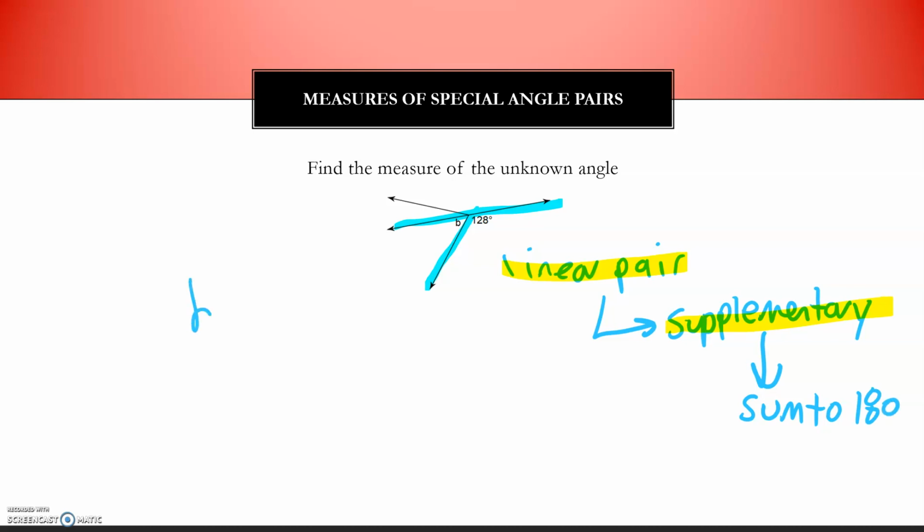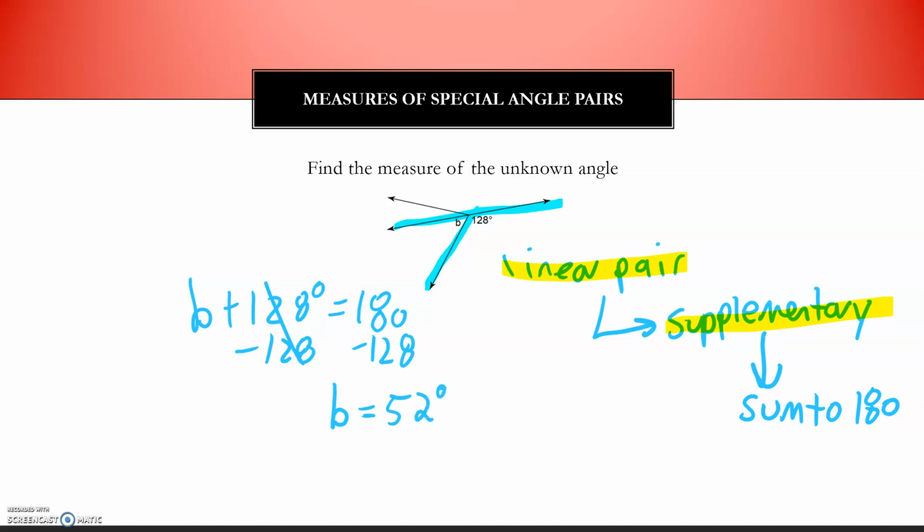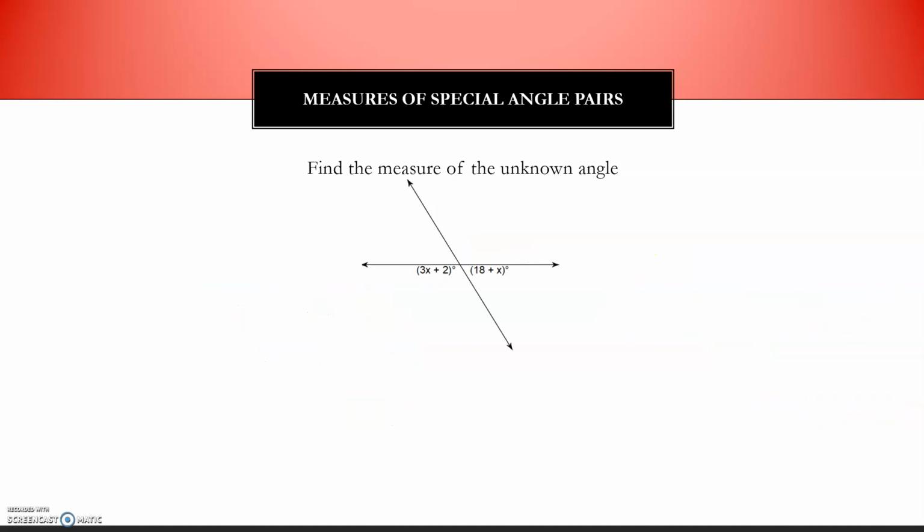So we're going to say that B plus 128 degrees equals 180. Subtract 128 on each side. And I'm going to get B equals 52 degrees. Okay. One more. I have another linear pair here, so it's supplementary.